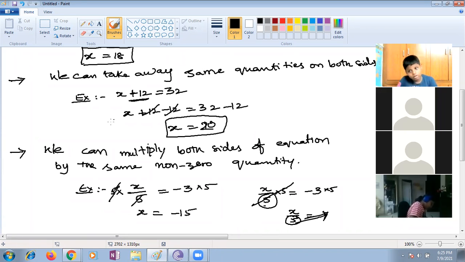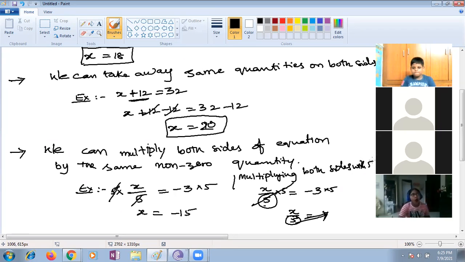Multiplying both sides with 5. Here what we are doing, children? Multiplying both sides with 5. Next, the last one.